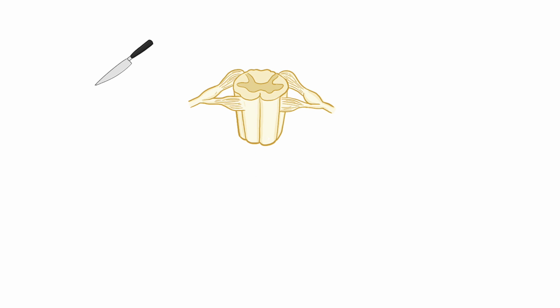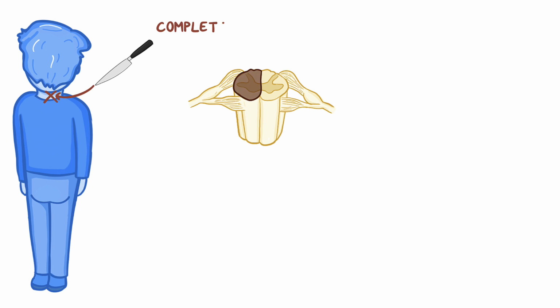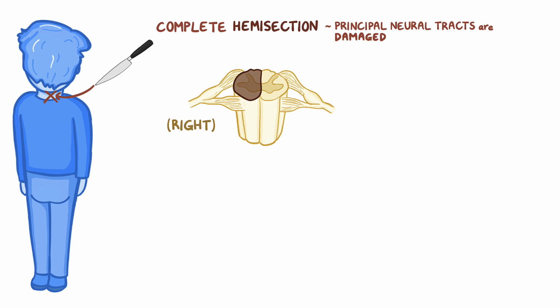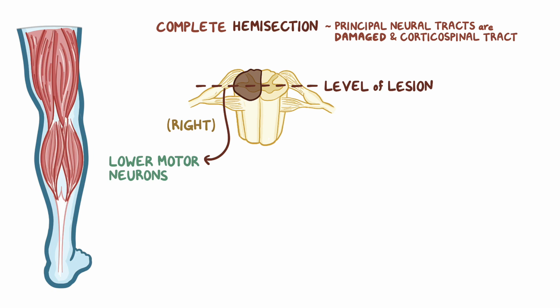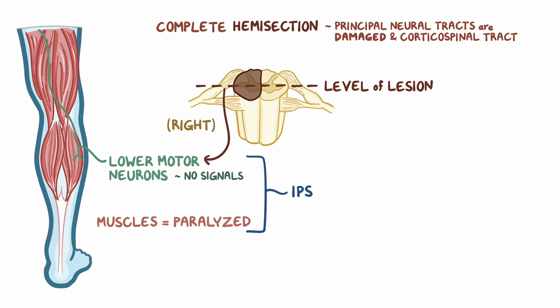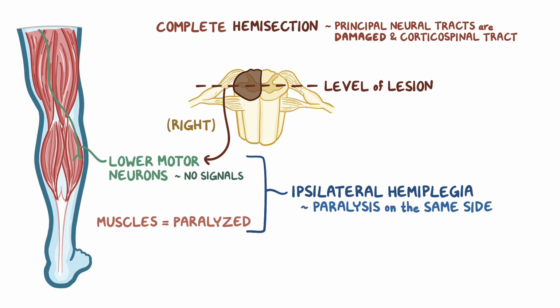Okay, so suppose a person was stabbed in the neck and had a complete right hemisection of the spinal cord. This means that all the principal neural tracts in the right side of the spinal cord are now damaged. Damage to the right-sided corticospinal tract means that, below the level of the lesion, the lower motor neurons, like those going to the legs, are no longer receiving signals from the upper motor neuron. So the muscles they control become paralyzed. And this is called an ipsilateral hemiplegia, or paralysis on the same side.